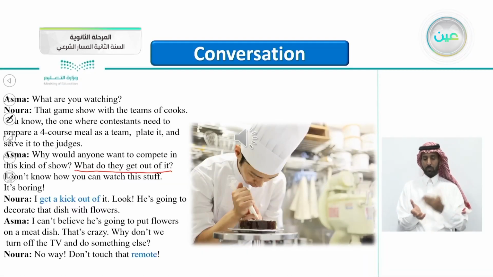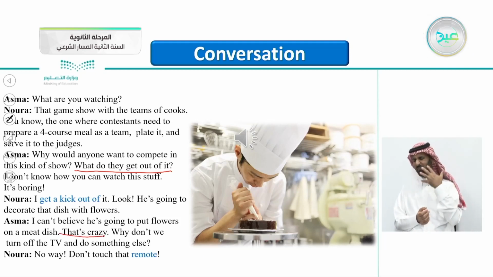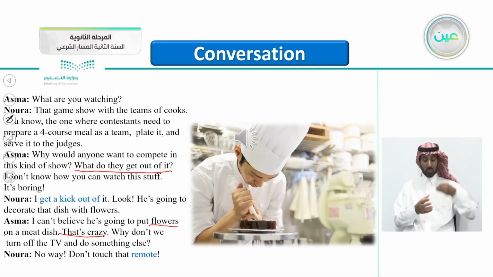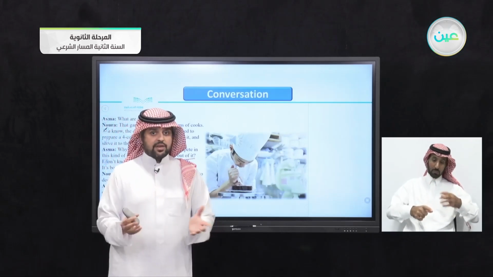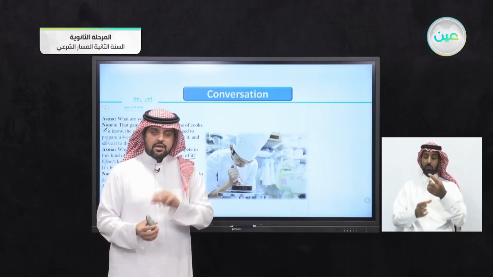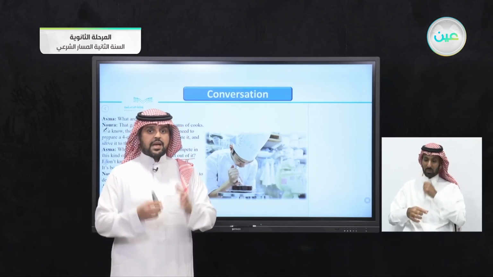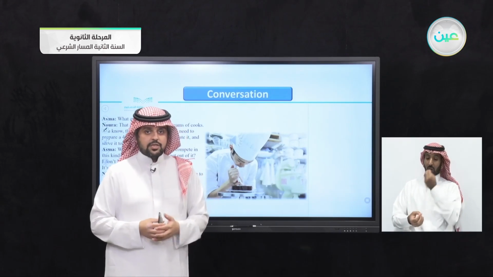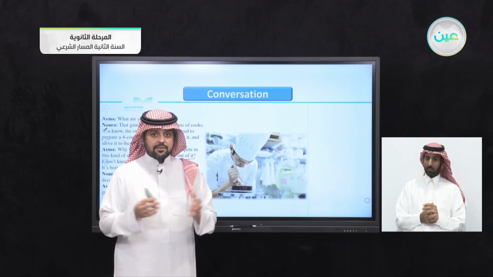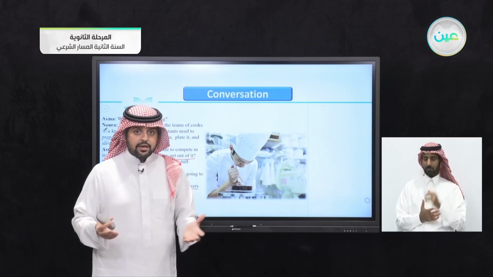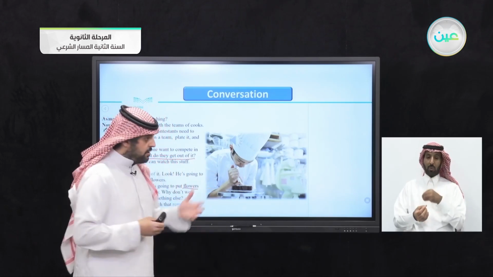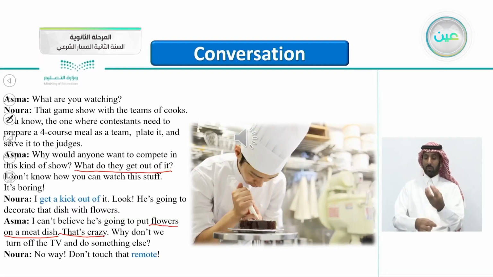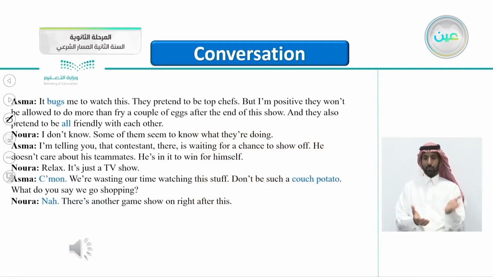And here also she says, that's crazy. What does she think that's crazy? That the chef is putting flowers on a meat dish. She's watching a chef, an expert chef of course, putting flowers on the meat dish. Of course they are edible flowers. Edible means that you can eat them. So that's why she thinks that this is crazy. No one puts flowers on meat. So continuing with the second part of the conversation.